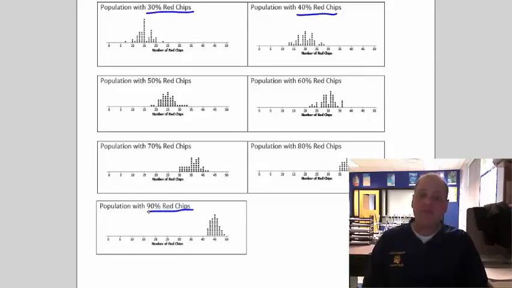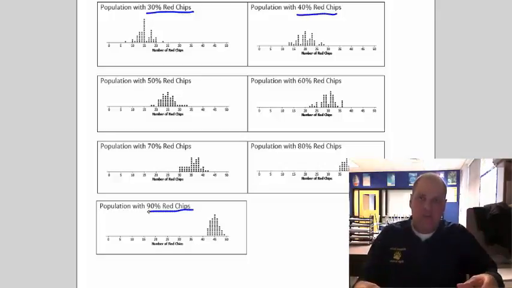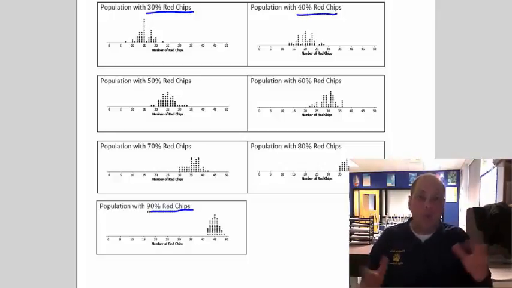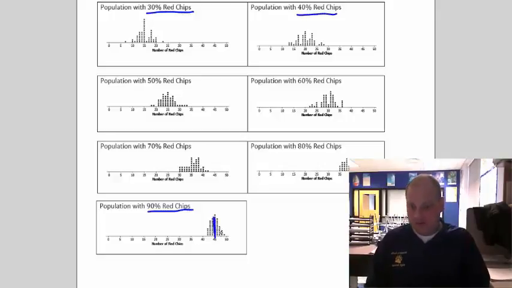When I go to 90%, that means the bag contains 90% red chips. If there's 1,000 chips in the bag, 900 of them are red. Almost all of them are red. So it's expected that if I pull out 50, I'm going to get a lot of red. It looks like they got about 45, 46, 47, 44, 43. They got a lot of red chips in every sample. They kept pulling out 50, and that was done a lot of times. We didn't want to simulate this in class because it would take two classes just to get this data.